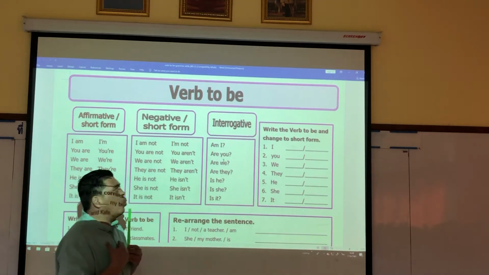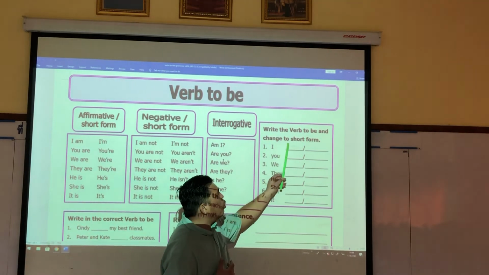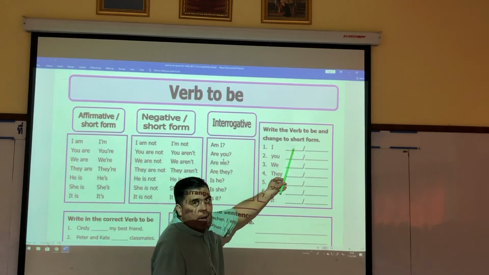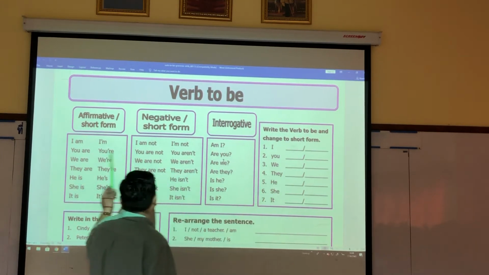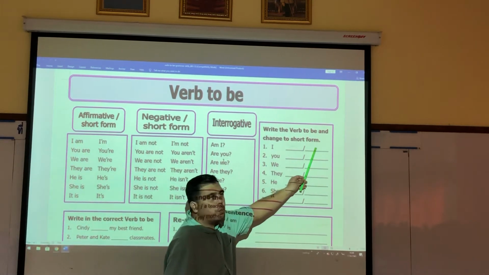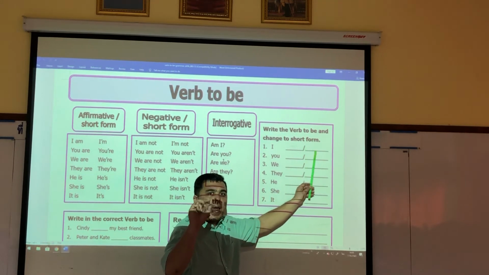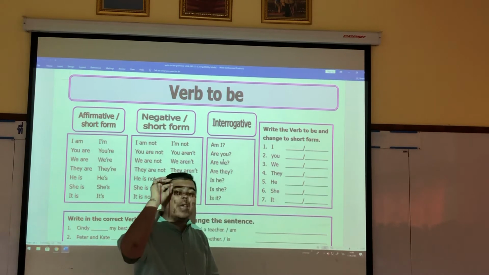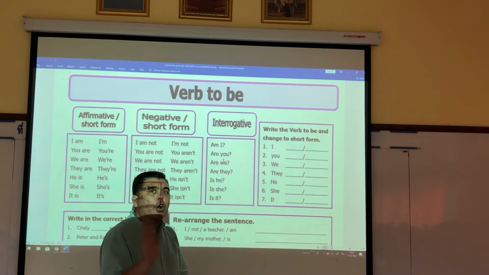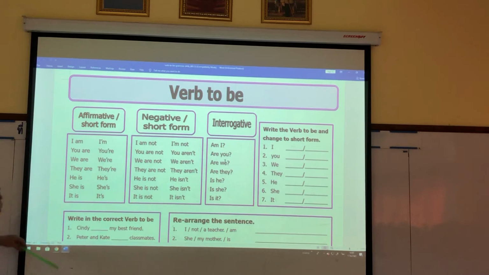So I'll give you number 1. Write the verb to be and change to short form. So, I am. You're going to write I am. And then short form here, you're just going to write I, apostrophe at the top, m. Make sure the apostrophe is at the top, not like a comma at the bottom, or it will be incorrect.